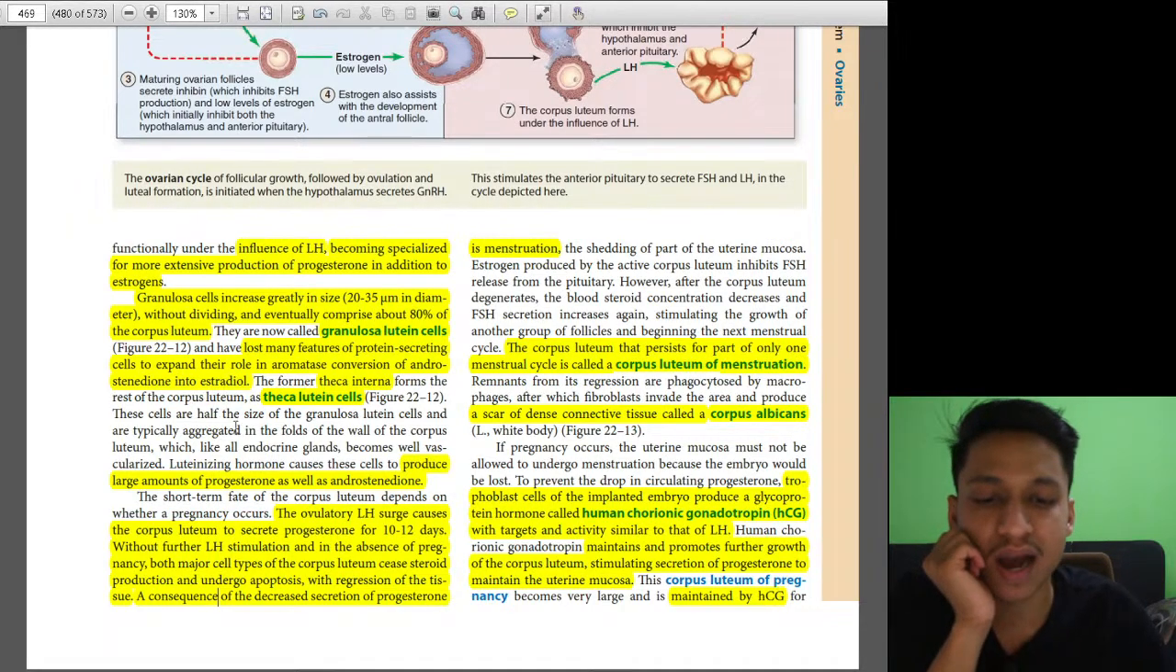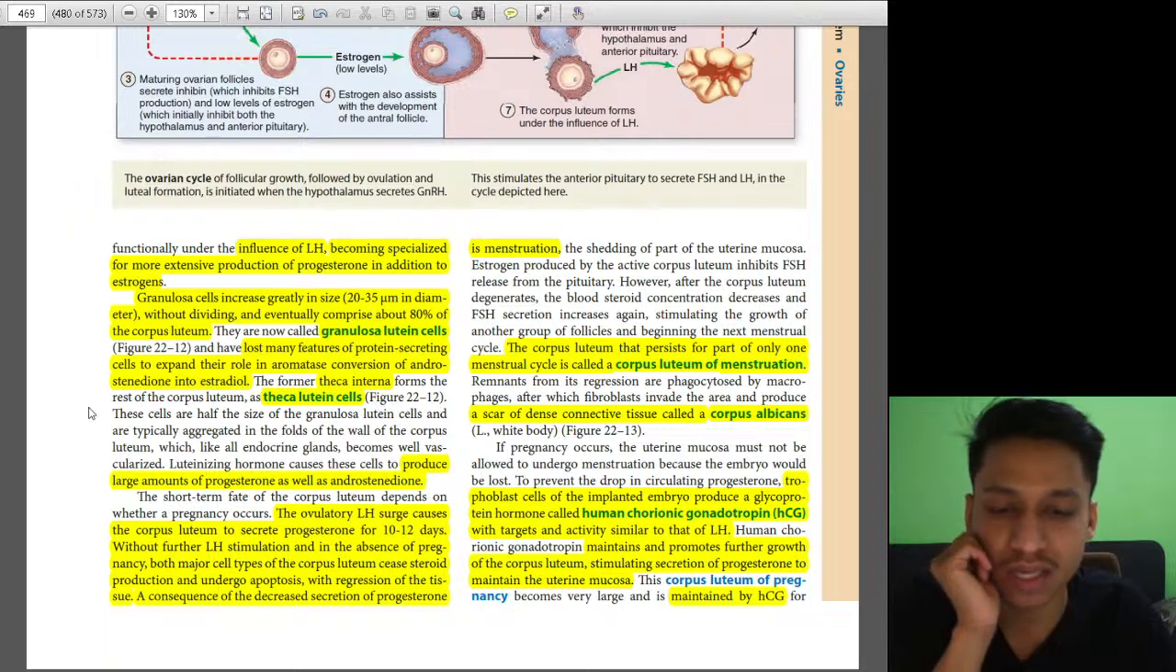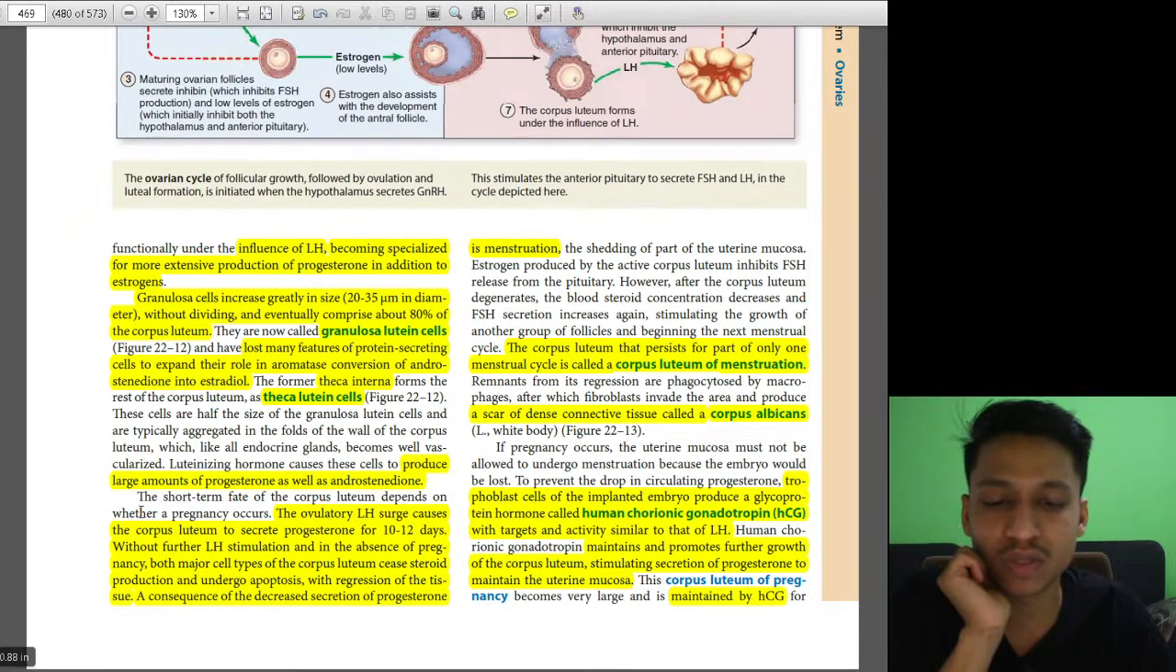These cells are half the size of the granulosa lutein cells and are typically aggregated in the folds of the wall of the corpus luteum, which, like all endocrine glands, becomes well vascularized. Luteinizing hormone causes these cells to produce large amounts of progesterone as well as androstenedione. The short-term fate of the corpus luteum depends on whether a pregnancy occurs. The ovulatory LH surge causes the corpus luteum to secrete progesterone for 10 to 12 days.